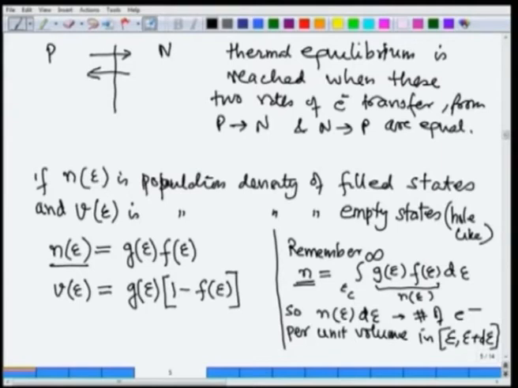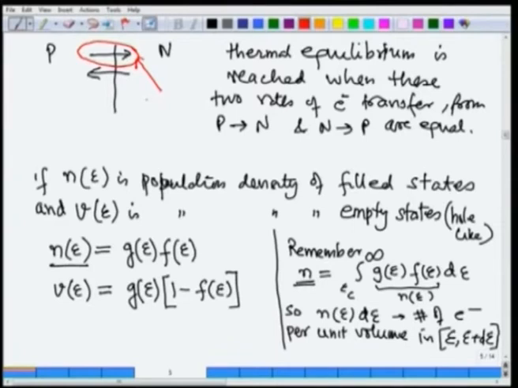Now, let us look at what would happen. What would this transfer depend on? What would this quantity depend on? Let us make it a red color. What would this depend on? Transfer of electron from p to n side. Clearly, this rate would depend on two factors.